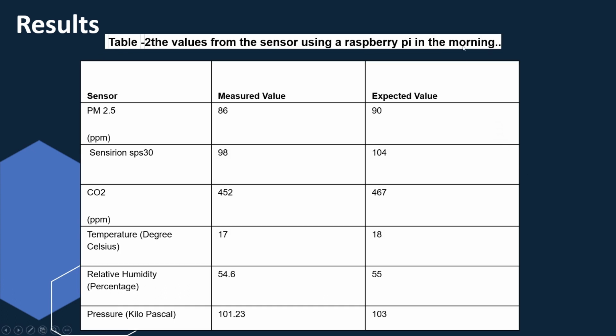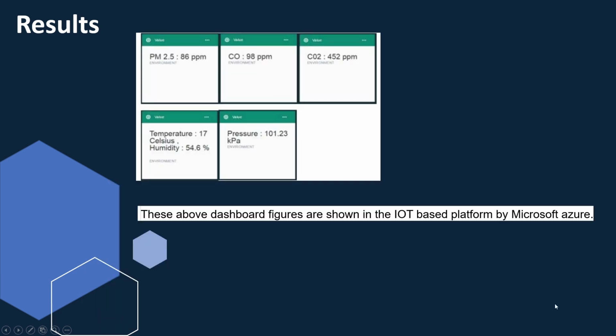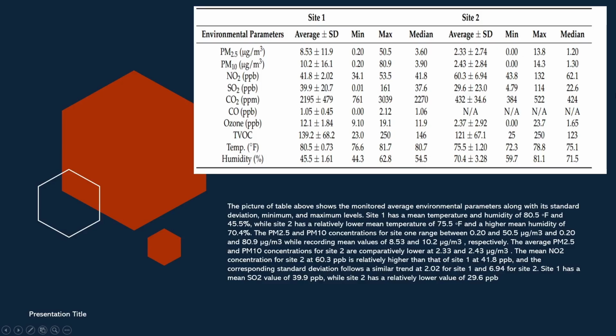Table 2 is the Raspberry sensor using those same sensors in the morning situation. These are the readings, and lastly this is the cumulative, these are the values provided by the IoT based platform by Microsoft Azure. So that we can see what condition and what pressure that air has, what humidity, and what the temperature is. And this picture is taken from a research paper that we have read, and this is how we can understand the saturations and different ozone layer percentages in the air.